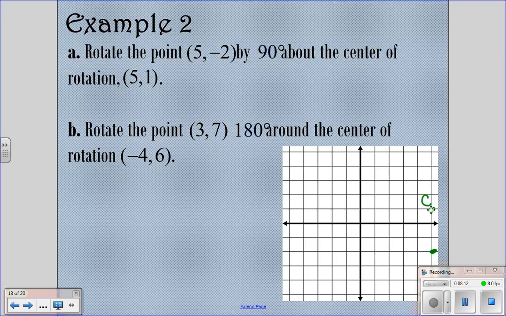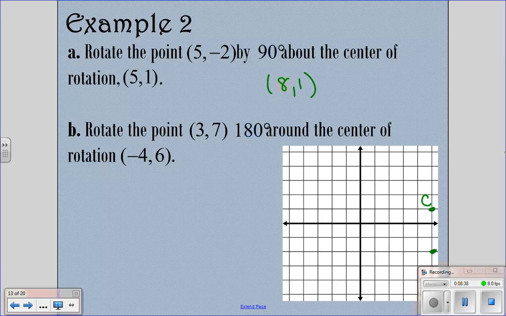And so this one is 1, 2, 3 away from the center. So when it turns 90 degrees, it's going to end up over here, and it's going to be 3 away from the center. So we were at 5 here, so we're going to go 3 more over. So that's 8, and it's going to be up 1. So the point, when it gets rotated, is going to become 8, 1.